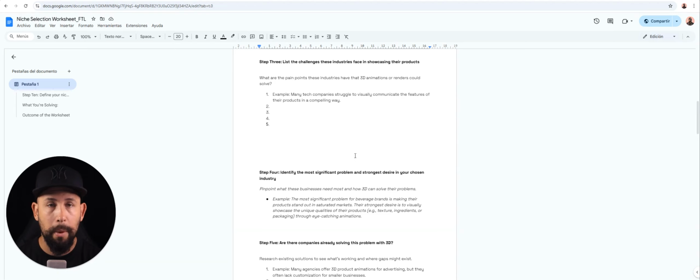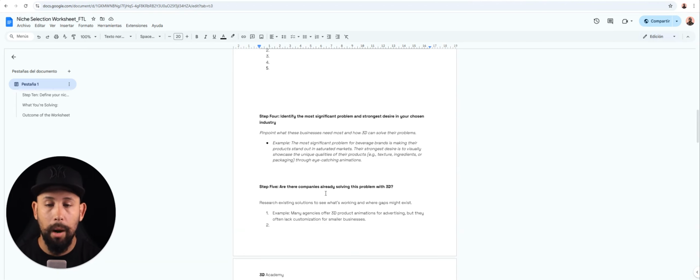Okay. So step 4, identify the most significant problem. From the list above, identify the most significant problem and strongest desires in your chosen industry. So pinpoint what these businesses need most and how 3D can solve their problem. Example: the most significant problem for a beverage brand is making their product stand out in a saturated market. Their strongest desire is to visually showcase the unique qualities of their products, like texture, ingredients, or packaging, through eye-catching animations. There are a lot of beverage brands, for example, and you need to stand out. And design, marketing, and content is the way to do it. It's not the other way.